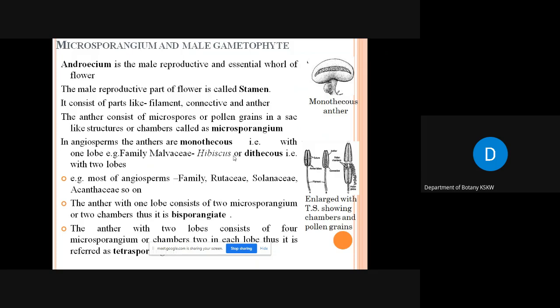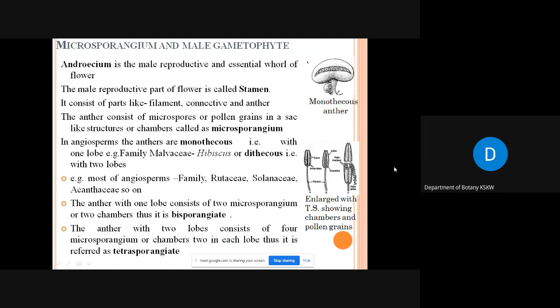So let's start with the next chapter from embryology, that is the microsporangium and the male gametophyte. As we know, the androecium is the male reproductive and essential whorl of the flower, also called the stamen. It has three parts: filaments, connective, and the anther.